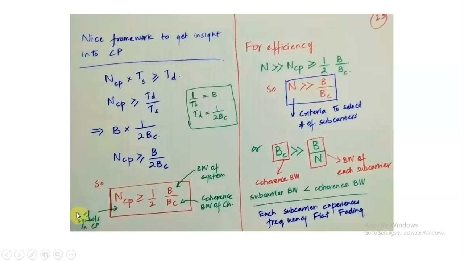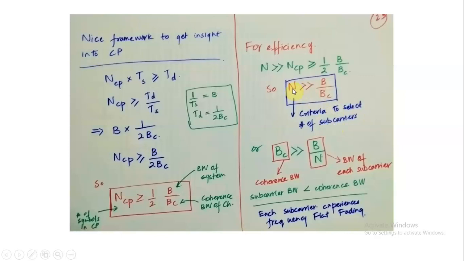So what is NCP? NCP is the number of symbols which constitute the cyclic prefix. The good thing is that we should have NCP greater than or equal to B over 2 BC. BC is the coherence bandwidth and B is the bandwidth of the system, which comes from the symbol time. Now for efficiency we need to have N greater than NCP, which is greater than or equal to B over 2 BC. So this means that N should be quite large, greater than B over BC. Now this is the criterion to select the number of subcarriers.